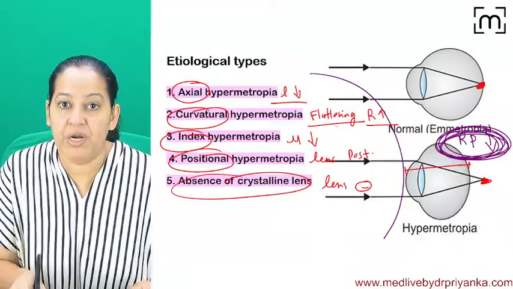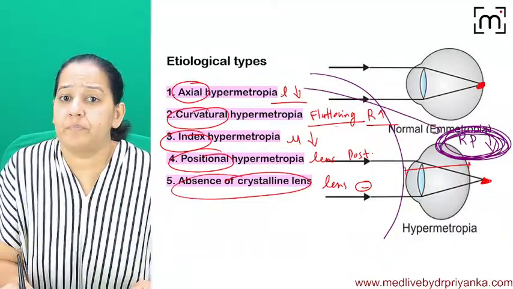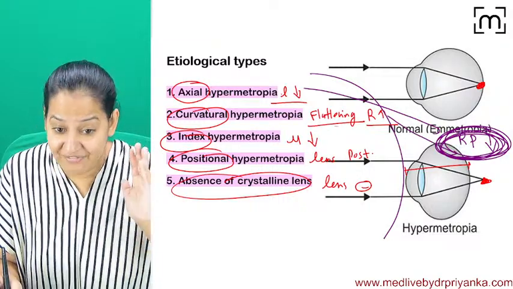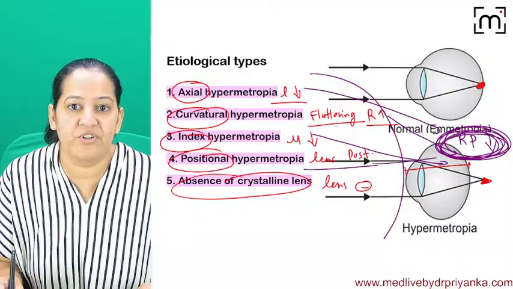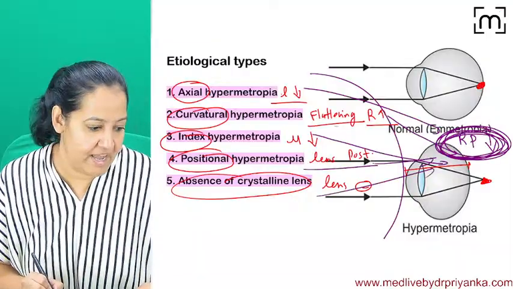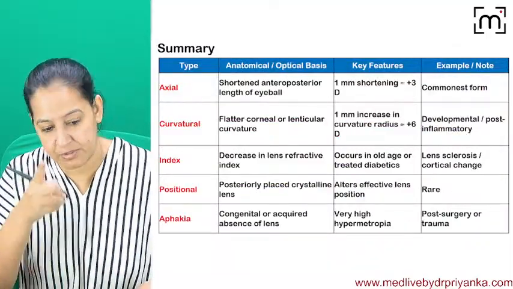Refractive power of the eye is reduced either due to reduction in length, or increase in radius of curvature, that is flattening of the lens or cornea, or reduction in the mu of the lens, or the lens being posteriorly displaced, or the lens being finally absent. Everyone got it? Anyone have any confusion? So this is the summary.